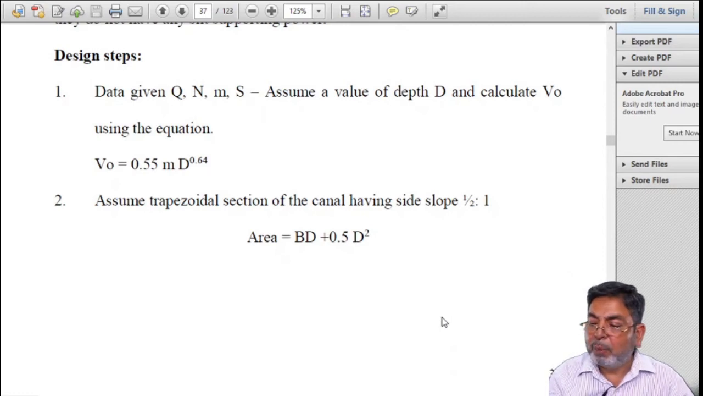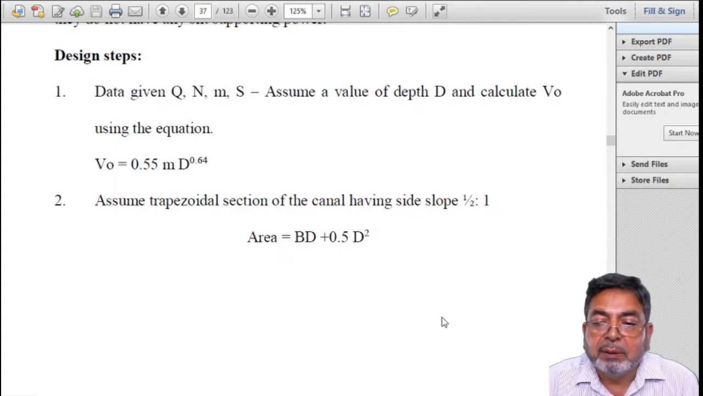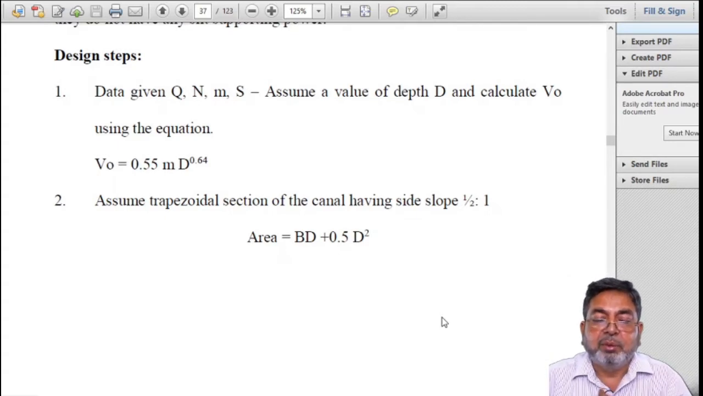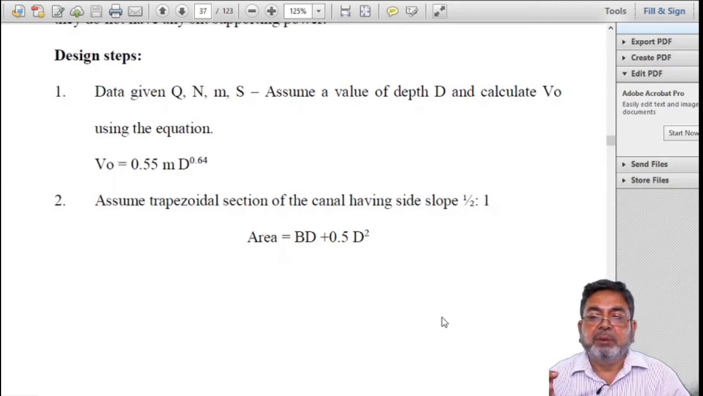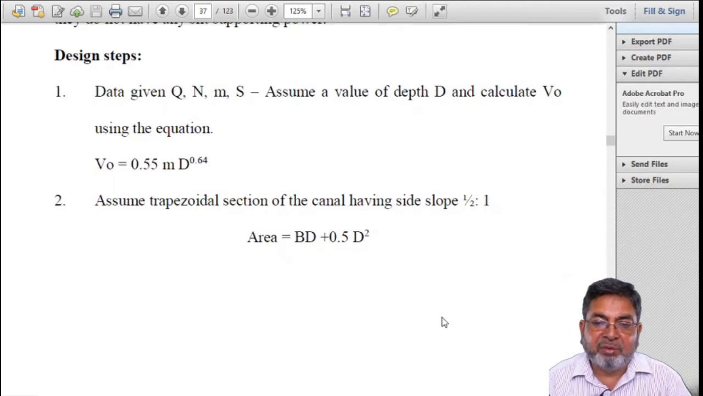Now I will tell you the meaning of design of canal. The design of canal means to find out the depth of canal, the width of canal, and longitudinal slope of the canal. As you might remember, in your second year you have studied the design of beams, design of RC beams.